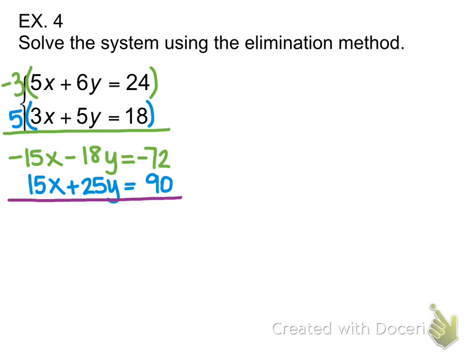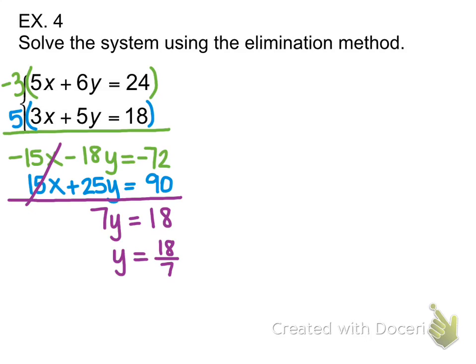So now I'm going to add the two equations together, and the x's should cancel out because that's what I wanted to do from the start. So the x's are gone. Negative 18y plus 25y is going to give me 7y, and then negative 72 plus 90 will give me 18. Then I need to divide by 7 on both sides to get y by itself. So y is going to equal 18 over 7.